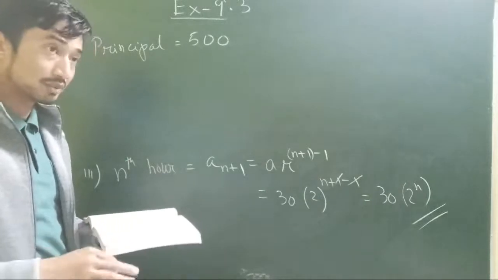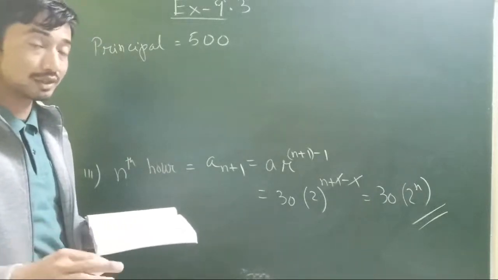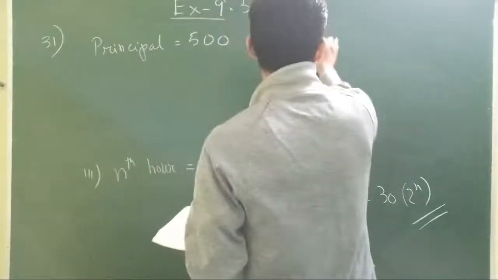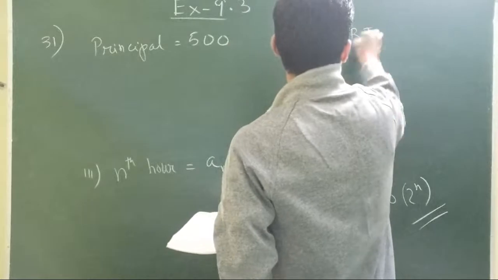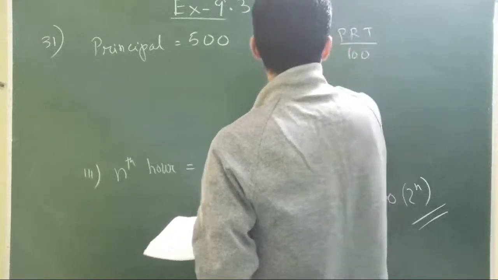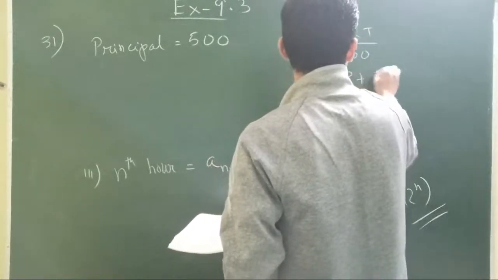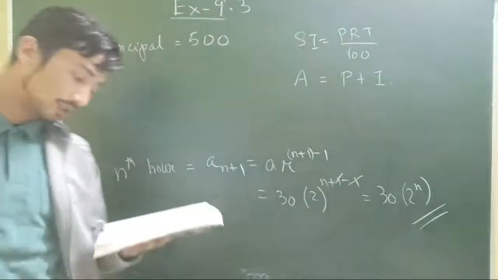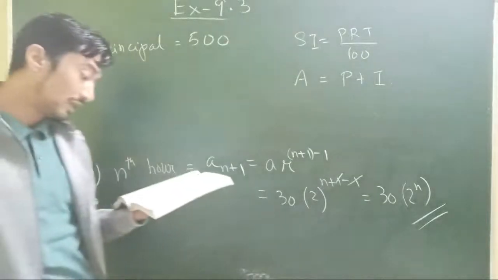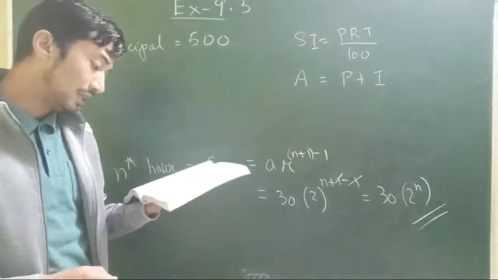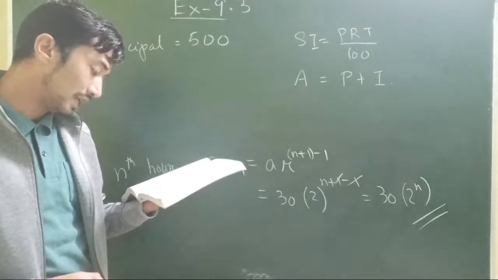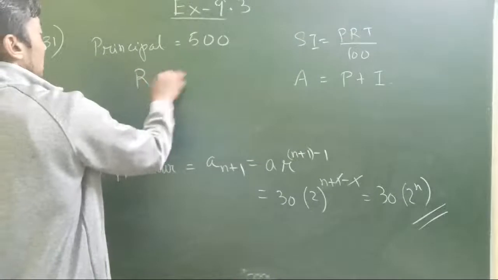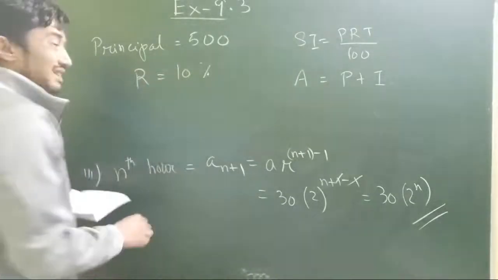Do you remember principal, simple interest, amount? PRT divided by 100 is the simple interest. Amount is principal plus simple interest. If you remember those formulas, we're going to be needing them again. What will rupees 500 amount to in 10 years after it is deposited in a bank which pays annual interest of 10% compounded annually?